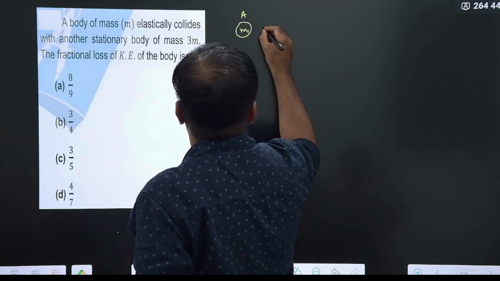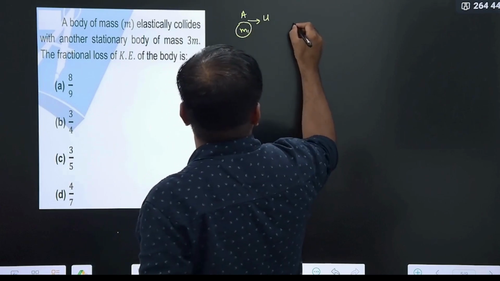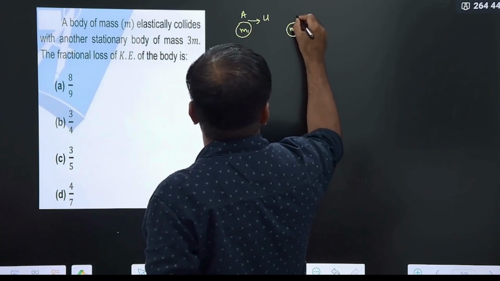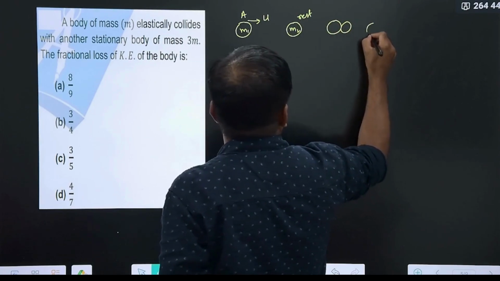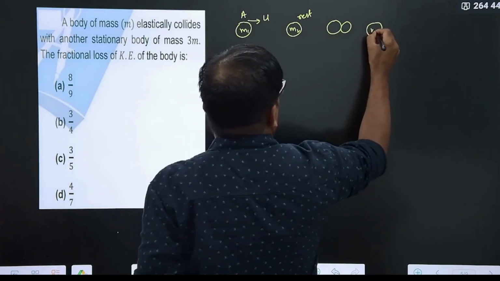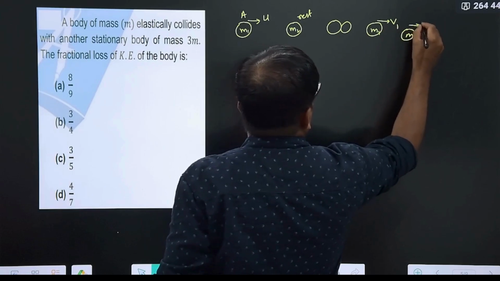Generally, m1 is going with speed u. Okay, I'll derive this equation now. Then afterwards we'll go for m2. This is at rest. So this collision will take place elastically. After that, what will happen now? m1 will go with v1 and m2 will go with v2.